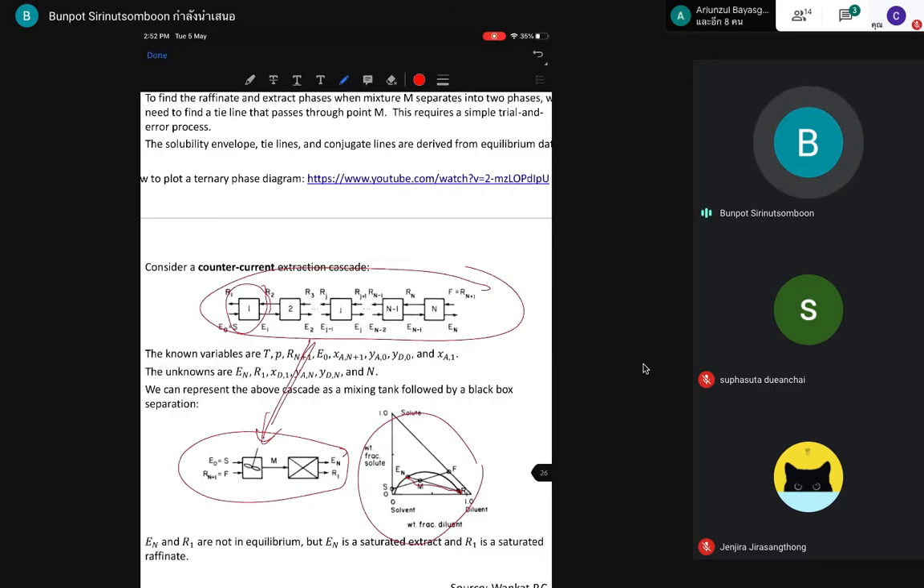You have a stream of solvent, E, and a stream of feed Rn plus 1 that go into a mixer, and then combine together to become flow M. This flow goes into a black box that separates it into the outlets En and R1. So this process right here is an imaginary process.